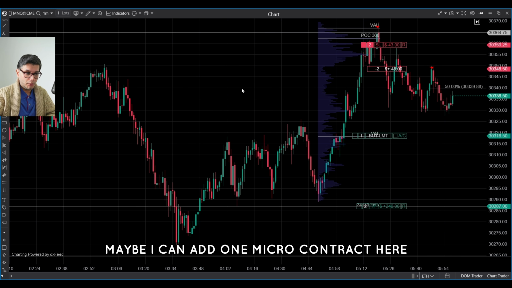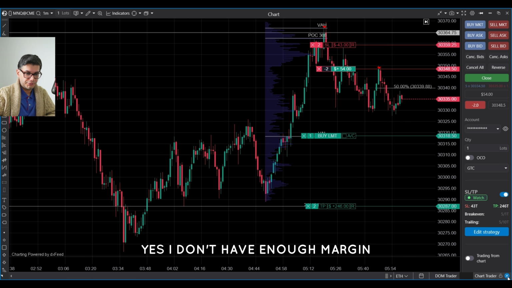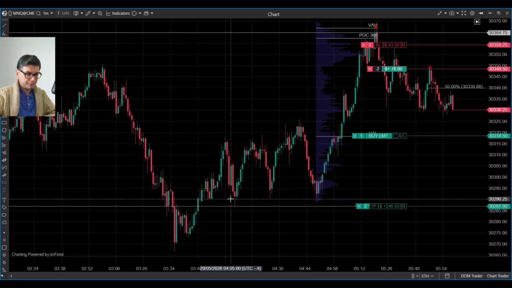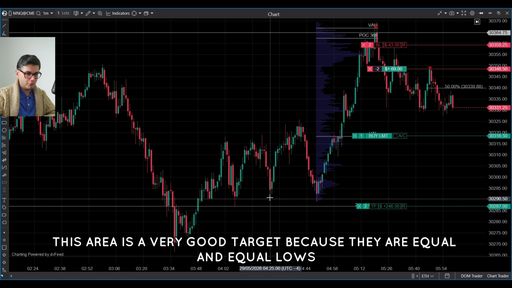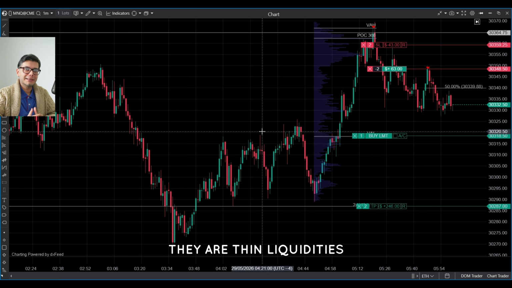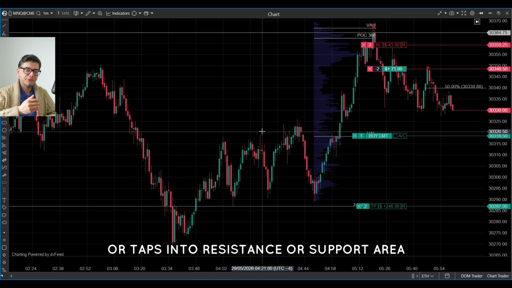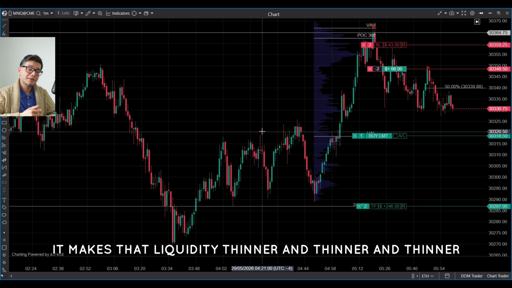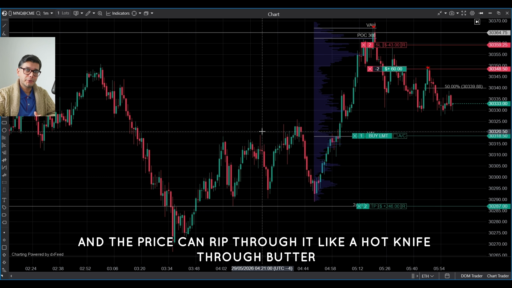Maybe I can add one micro contract here. I don't have enough margin. Yes, I don't have enough margin. This area is a very good target because they are equal lows, and as I explained in the previous episodes, they are thin liquidities. The more the price taps into liquidity or into a resistance or support area, the thinner the liquidity gets, till it is paper thin and the price can rip through it like a hot knife through butter.